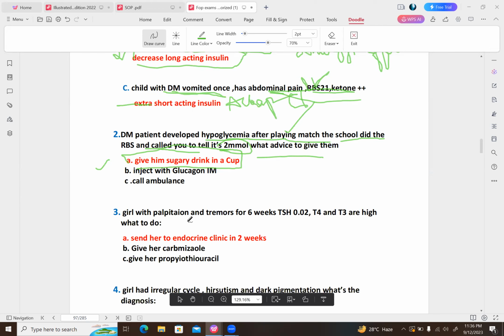All right. Okay, this is with palpitation and tremor at 6 weeks. TSH is 0.02. TSH is low. T3 and T4 are high. This is a case of hyperthyroidism, a suspected case of hyperthyroidism.